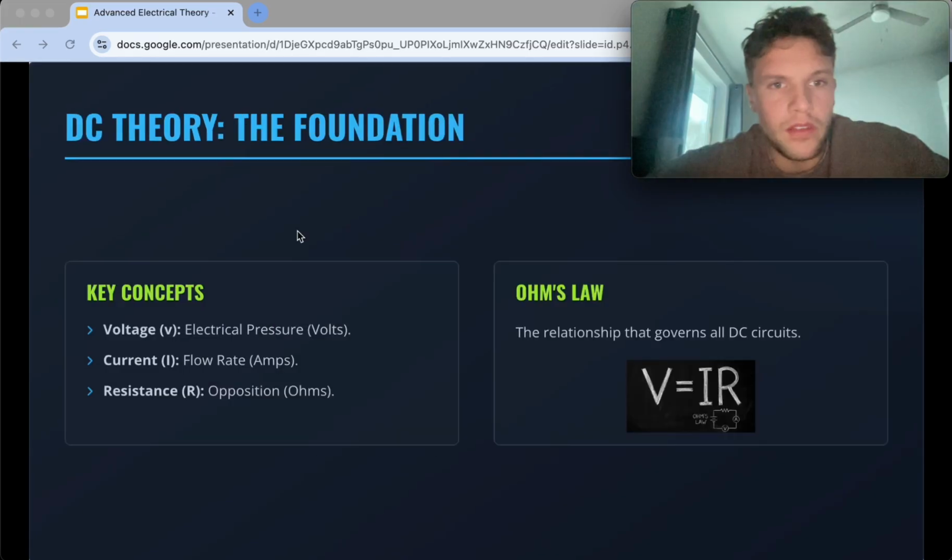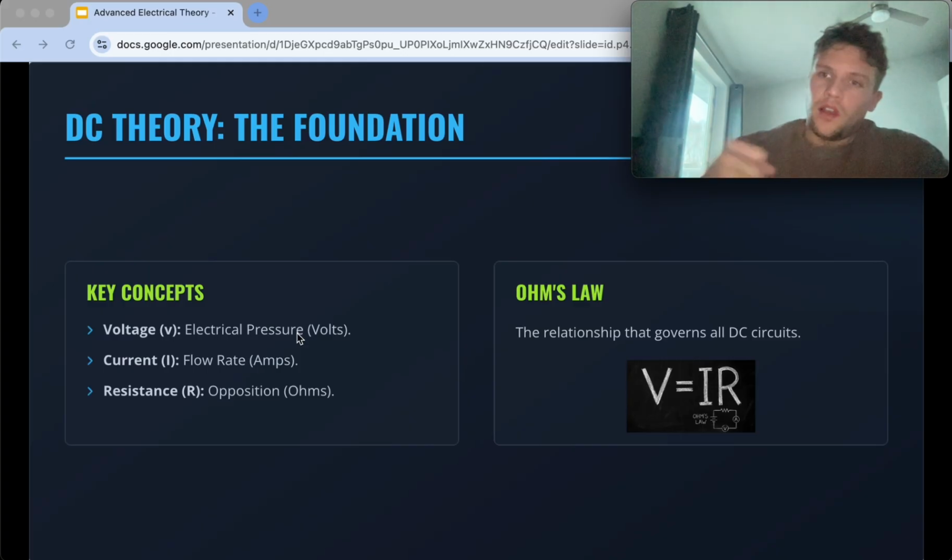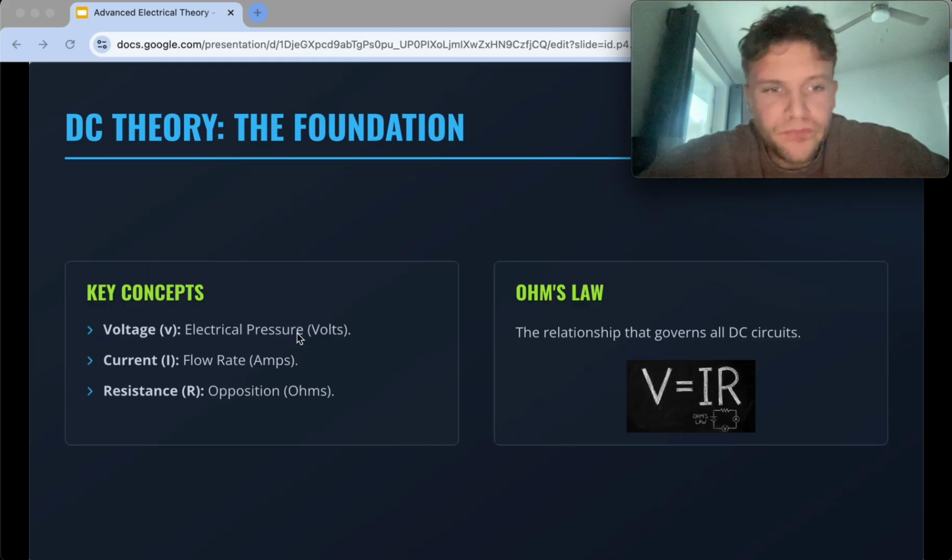So DC theory foundation, this was like year 1 stuff, guys. V equals IR is the most common relationship that electricians deal with on a daily basis, right? So voltage equals current times resistance. Voltage is going to be the electrical pressure. You can also think of it like a potential energy, right? It's electrical potential. It's the pressure that the electrons are feeling through the wire, right?